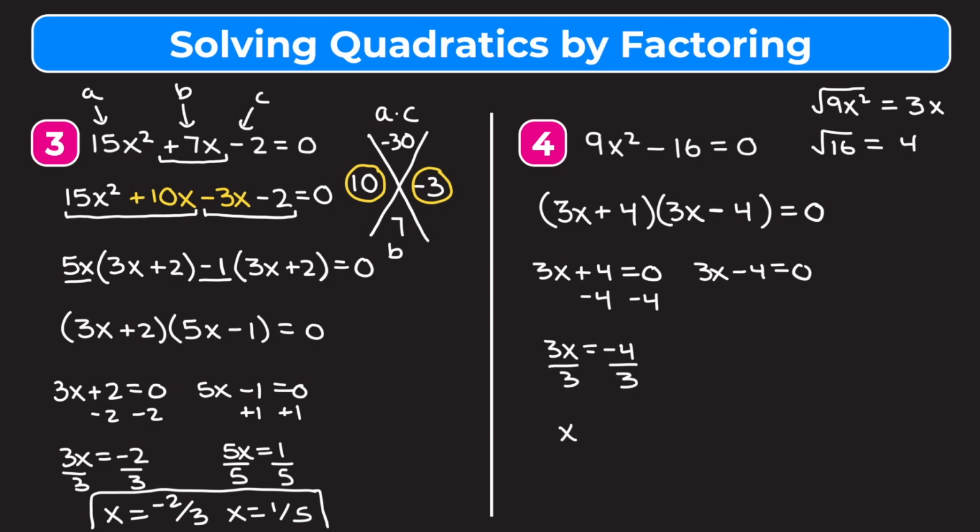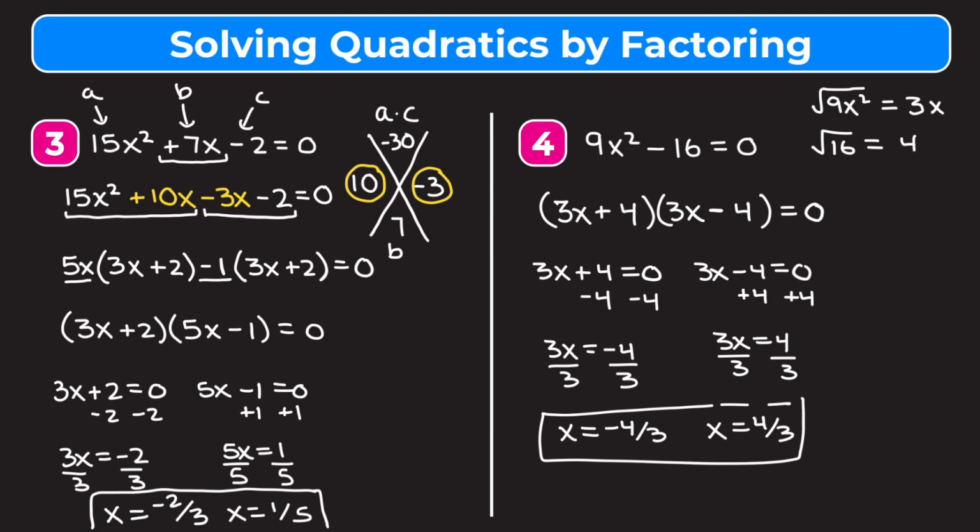So we get one solution, as x is equal to negative 4/3. On the right side, we are going to add 4 to both sides of our equation. So we get 3x is equal to 4, and then divide both sides by 3 to get a second solution of x is equal to positive 4/3. So we get that x can equal negative 4/3, or x can equal positive 4/3.